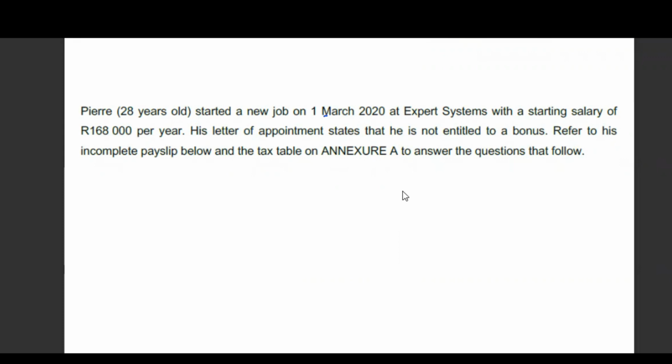This person, okay, this is 1st March 2020. So we know the year, we know the age. This is his job that he does. All right. With a starting salary of this much money per year. The appointment says that he's entitled to a bonus. Very good. Refer to his incomplete payslip below and a tax table on Annexure A and answer the questions that follow.